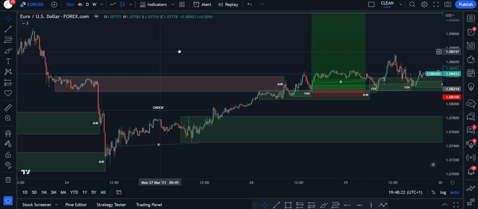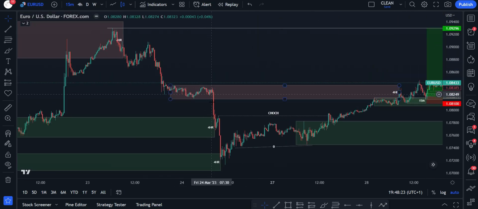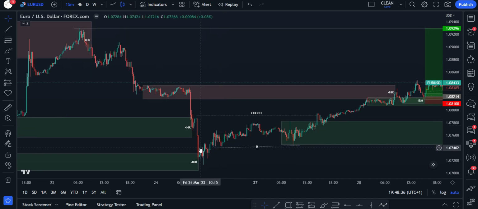That's my entry, but I just want to show you here. So this is where price came down and tapped into that first area of 4 hour demand, but we didn't have any change of character. And for me, there is an early change of character down here again on the Friday, and that aligns with the Euro US dollar.